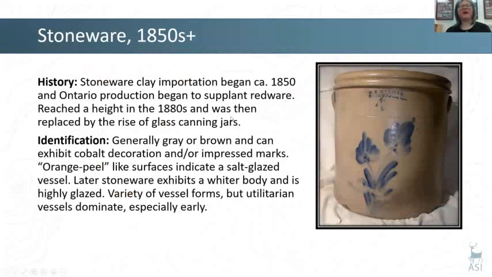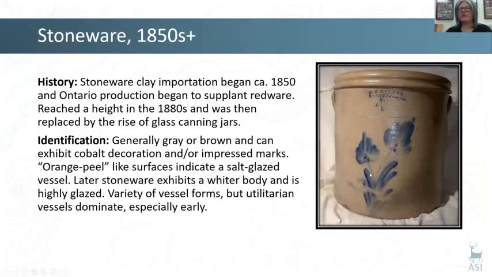And I think our last ceramic ware type is stoneware. I think everybody's probably pretty familiar with stoneware. If you are a collector or you just like to travel in antique shops, you know this, okay? It started being imported about 1850. So once the railways were built, they could start bringing stoneware clay up from New York State. And then stoneware, because it's thicker, easier to fire, and stronger, began to replace redware.